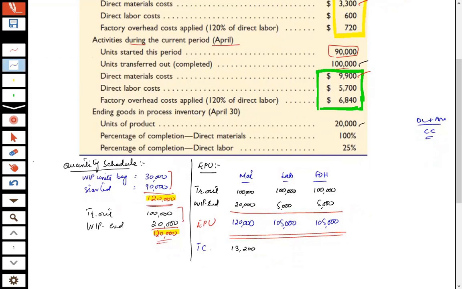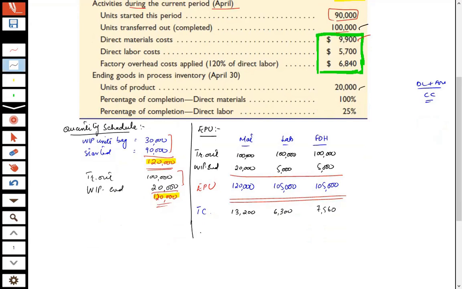And what about the labor cost? Labor cost will be 600 plus 5,700, which is 6,300. And the FOH cost would be 6,840 plus 720, which is 7,560.